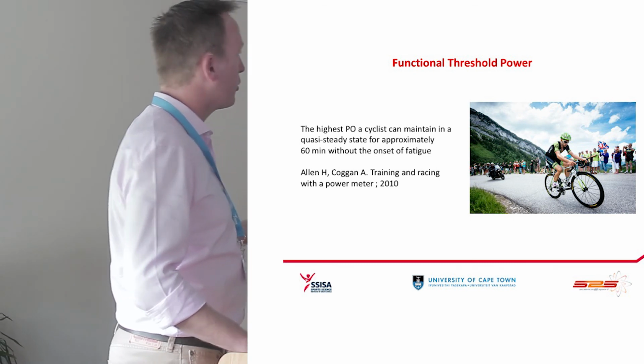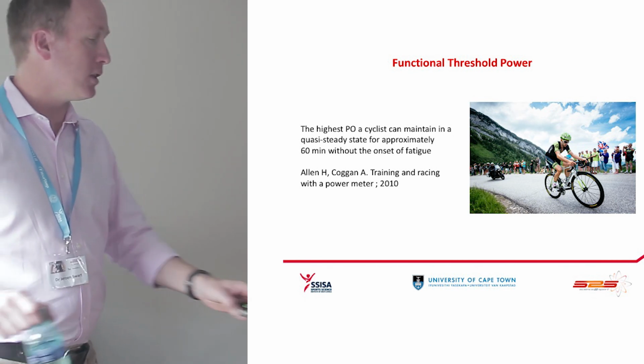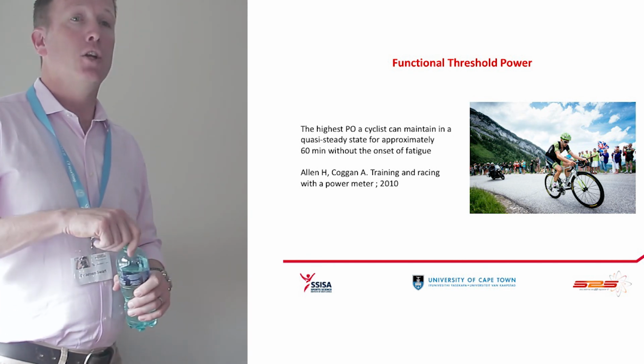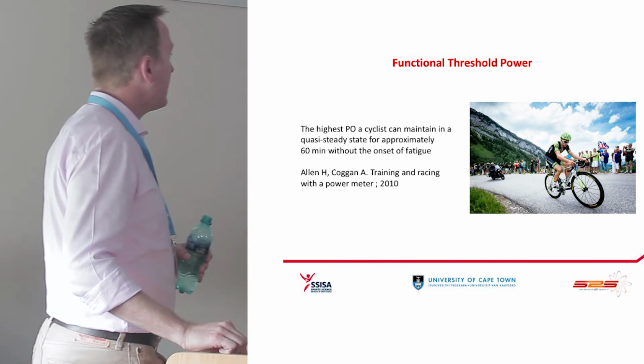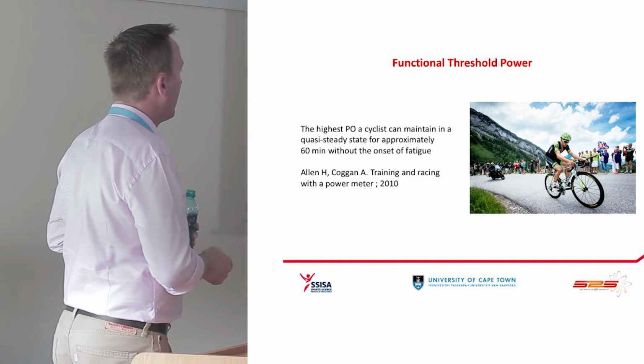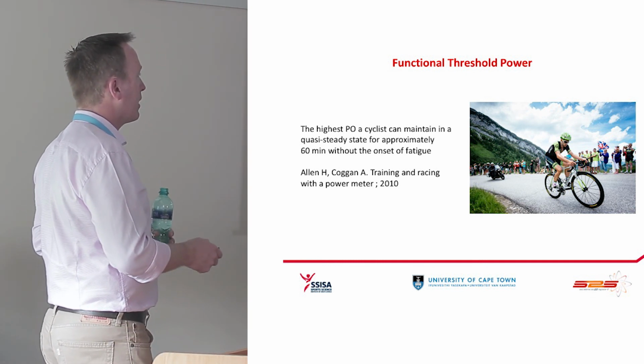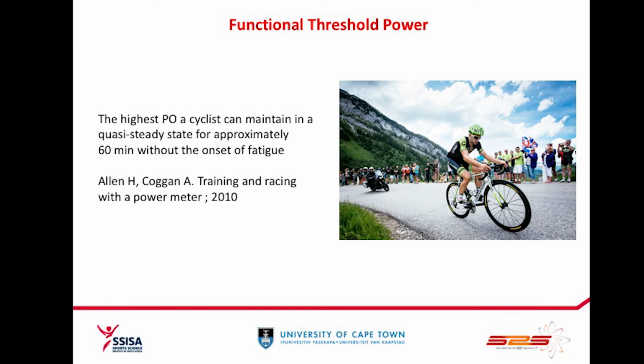Okay, functional threshold power. This is also maximal effort. Now we're talking about non-incremental tests, tests that are done at a steady state. And this was defined by Hunter Allen and Andy Coggan when they wrote their book, Training and Racing with a Power Meter, in 2010. Before that, we didn't have it. So it's a very new term. It's only 8 years old. They defined it as the highest power output that a cyclist can maintain for about 60 minutes before the onset of fatigue. Doing a 60-minute maximal effort is probably one of the most painful things you can do. So it's not something you want to do regularly.